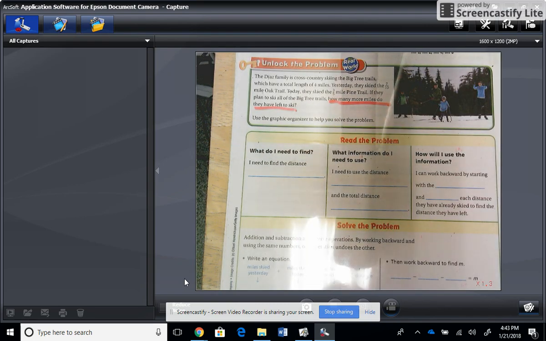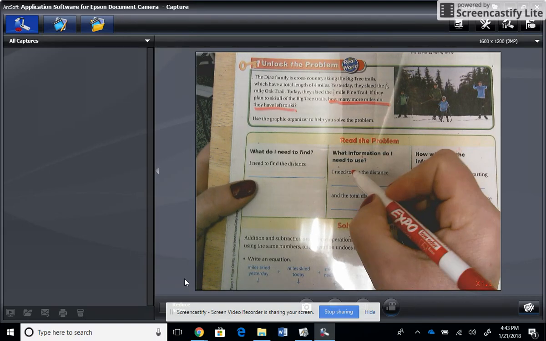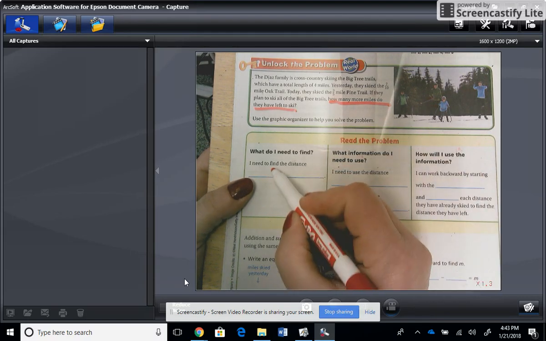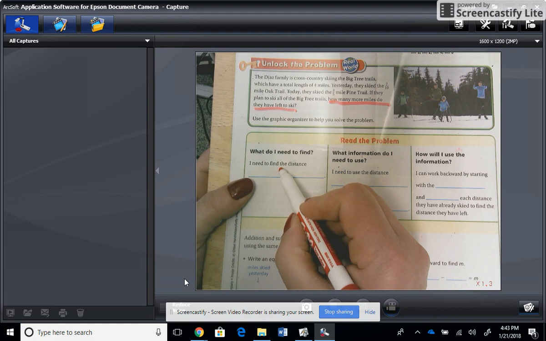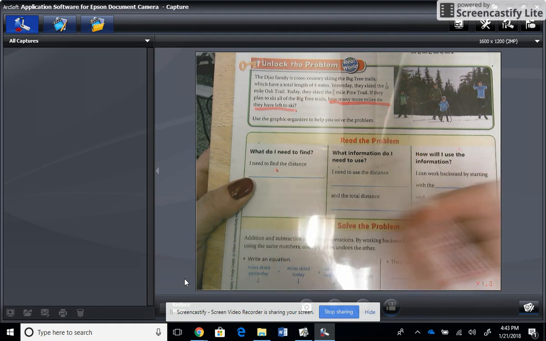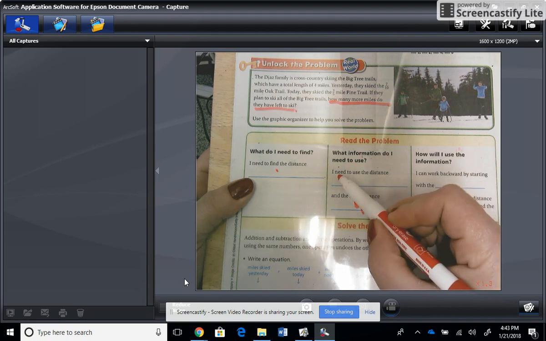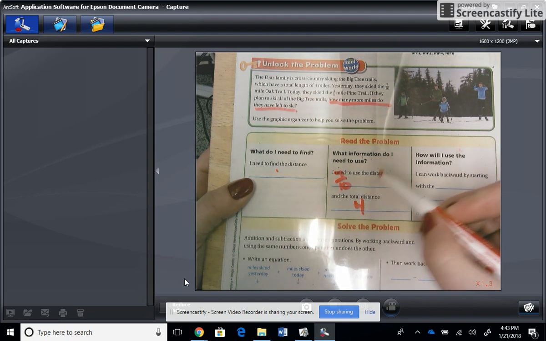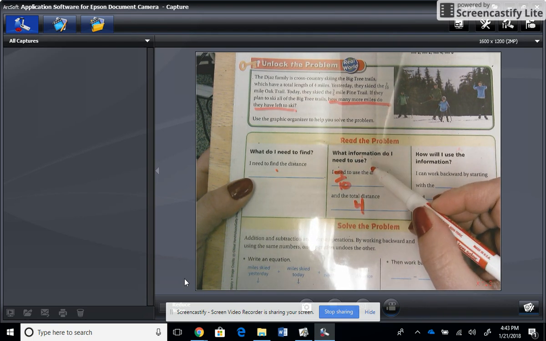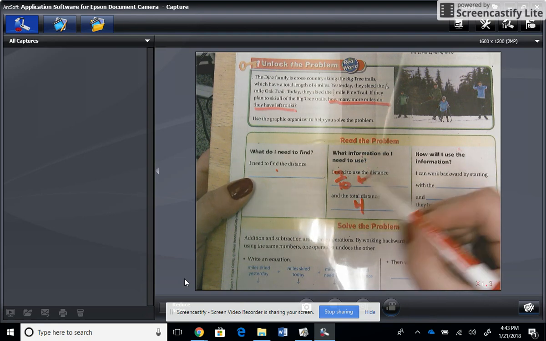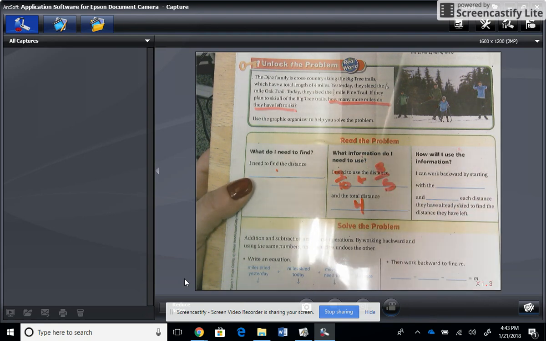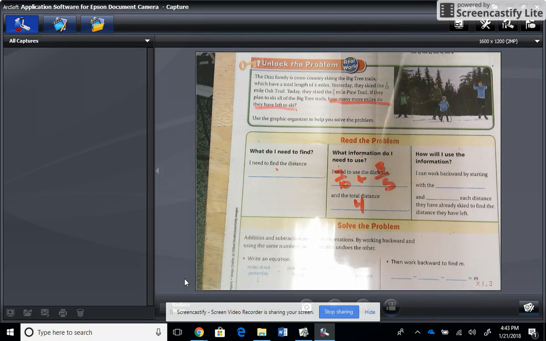I need to use what distance? Well, I have to know what they've already done. I know that it's a total of 4. And the total of 4, but they went 7/10, and they went 3/5. I can work backwards starting with what?